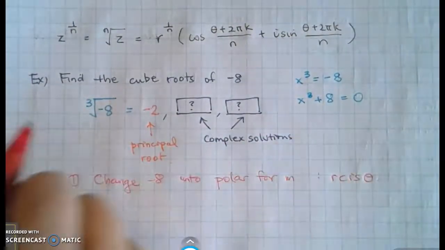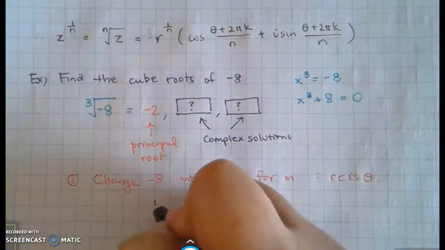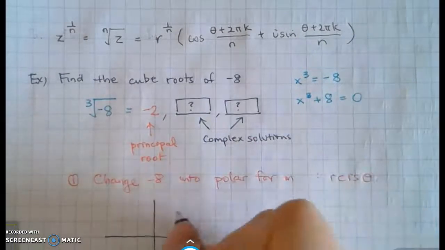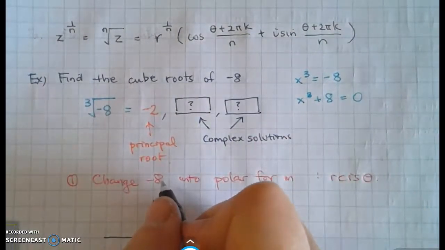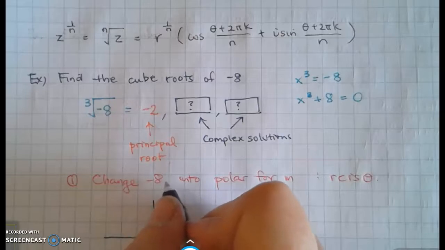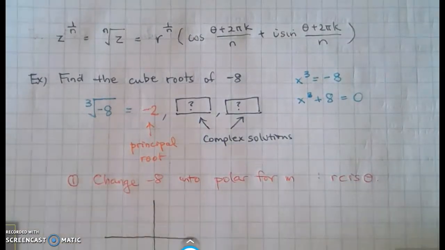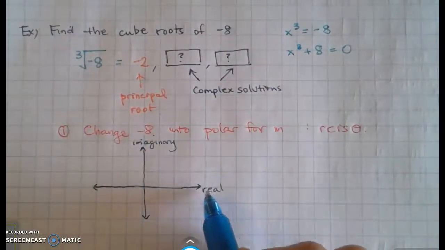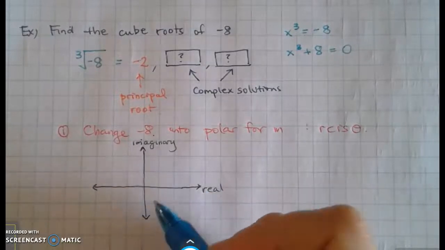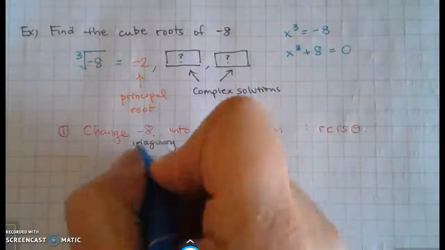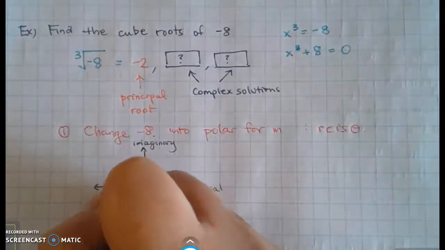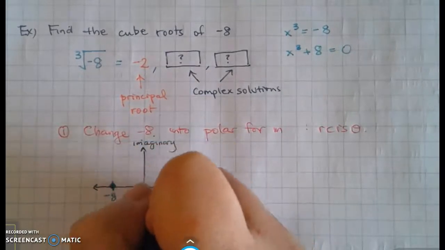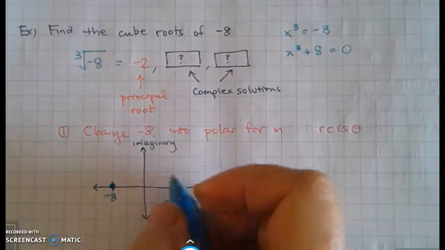Okay, so if I was to graph -8 here, -8 is simply the complex number with the imaginary part being 0. So if I was to graph -8 in the complex plane with the real axis on the horizontal and the imaginary axis vertical, this is -8. And the imaginary portion is 0i, right? So this is where it is.